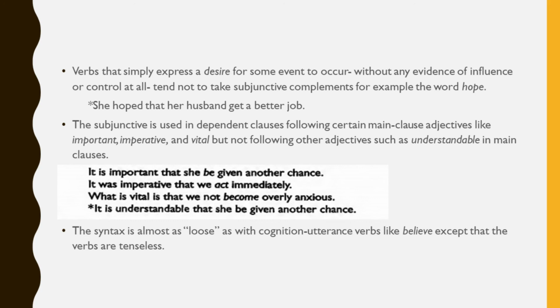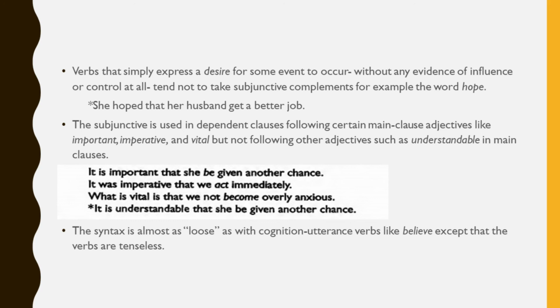The relevant semantic characteristic shows up also in the fact that the subjunctive is used in dependent clauses following certain main clause adjectives like important, imperative, and vital, but not following other adjectives such as understandable. For example, it is important that she be given another chance. It was imperative that we act immediately. What is vital is that we not become overly anxious. And we cannot say that it is understandable that she be given another chance.